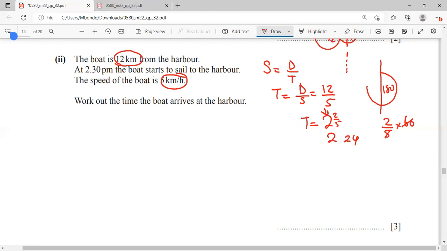So if we need to add time now, the time that was taken is 2 hours and 24 minutes. So it started off at 2:30. When we add that, the time is going to be 4:54 p.m. That's what we're going to get there.